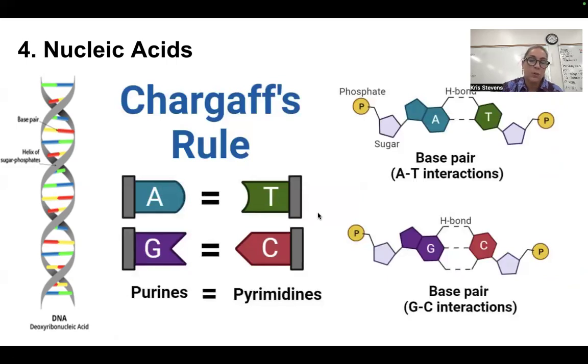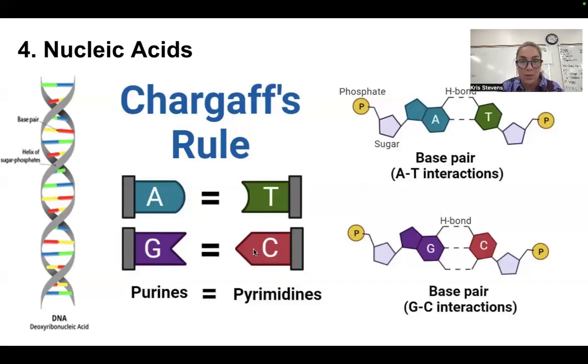All right, Chargaff's rule. Chargaff is a scientist. This just shows you how the pairing goes in DNA and RNA. When DNA makes a copy of itself, A always pairs with T, G pairs with C. It's a simple rule, okay? Let me explain this one. A always pairs with T, G pairs with C.